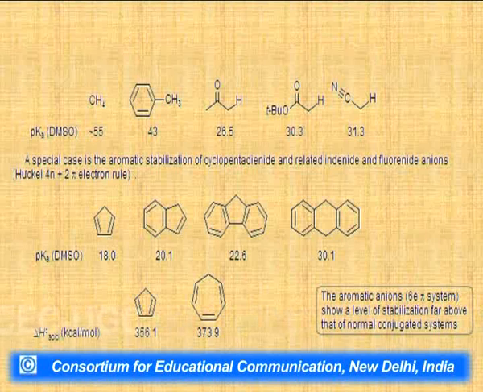A special case is the aromatic stabilization of cyclopentadienide and the related indenide and fluorenide anions, which follow Huckel's rule. For a compound to be aromatic, you need to follow Huckel's rule. And what is Huckel's rule? It is 4n plus 2 pi electrons for a cyclic system.